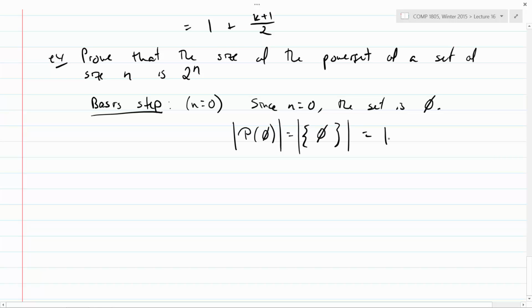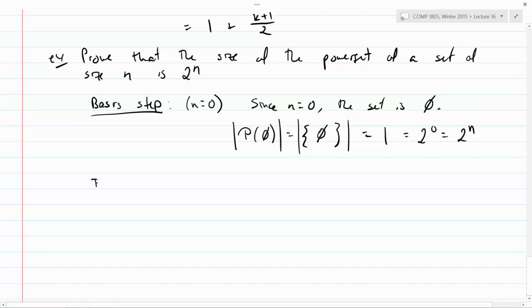1. Question? Yeah, the power set is the set of every single subset. Yes. All right, so in this case, n is 0, and the size of the power set of a set of size n is 1, which is 2 to the 0. So this shows that the claim holds in the basis step. Does everyone agree with that?